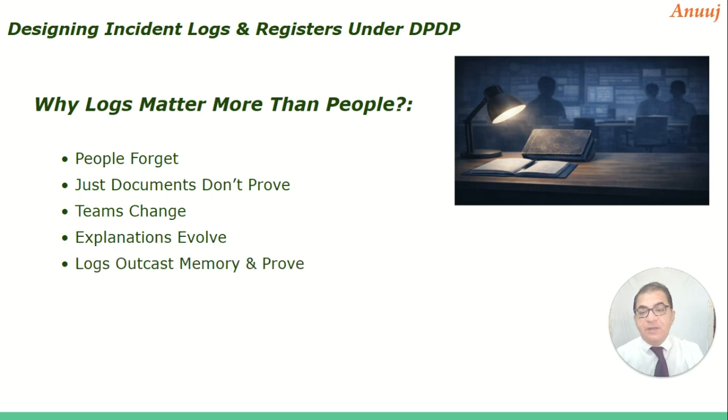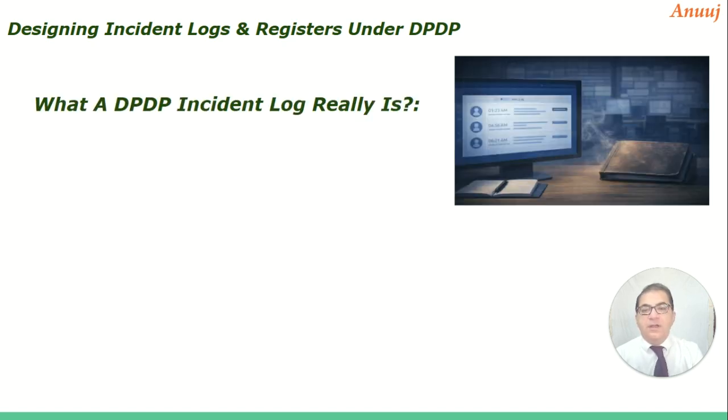So then explanations come in from people who are there, without logs. How would you explain? That means you are trying to recall, even if the same person is there, what happened 2 years back. Assuming the kind of workload we handle daily, is it easy to remember? No. What would a DPDP incident log really look like?